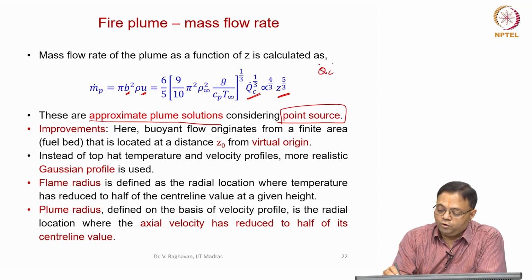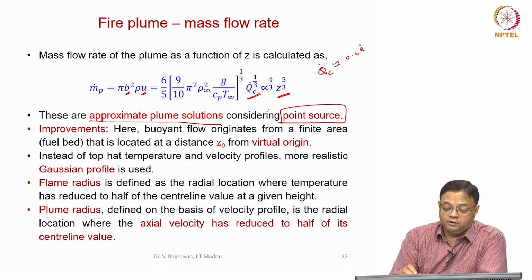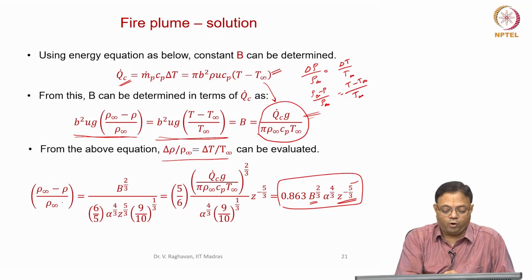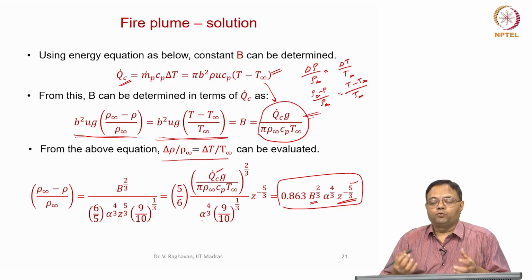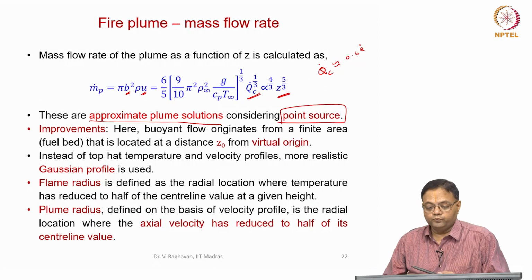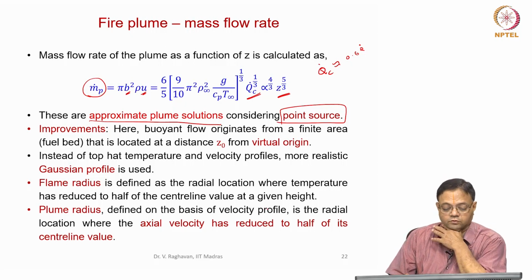See, convective heat flow is proportional to, say, 0.6 to 0.8 times Q dot, which is the heat release rate. So if you take the temperature difference, this is delta rho by rho or delta T by T, you will see that the B term comes here. The B term has the Q dot C term there. So the strength of the plume indicates the magnitude of these differences, and the Z power minus 5 by 3 indicates how it decreases with the height. In this case, the mass flow rate increases with Z.